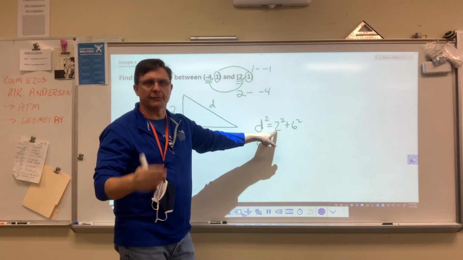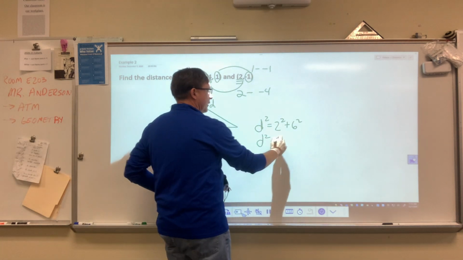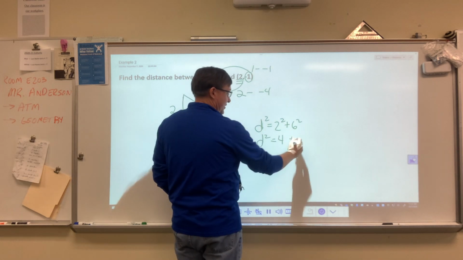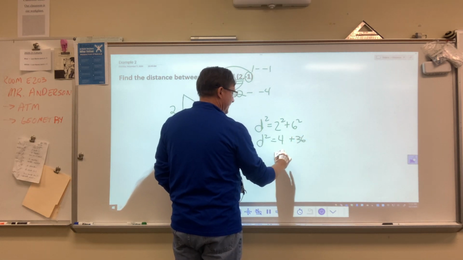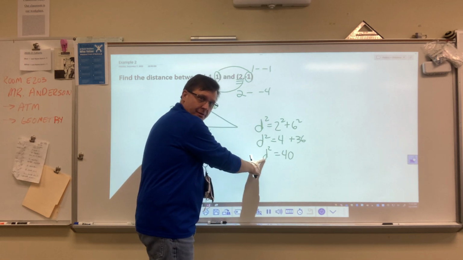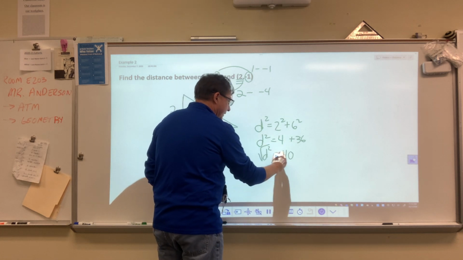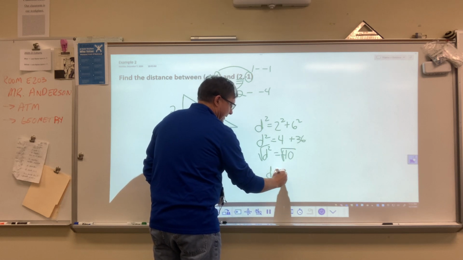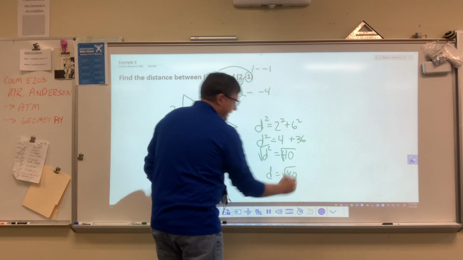2 squared is not 4. Oh yeah, it is. 2 squared is 4. But 6 squared is not 12. 6 squared is 36. 4 and 36 is 40. The inverse operation of d squared, to get d, is the square root. And I get d is the square root of 40.